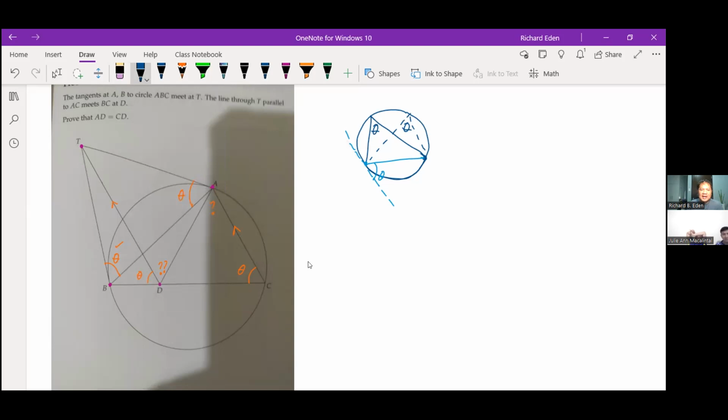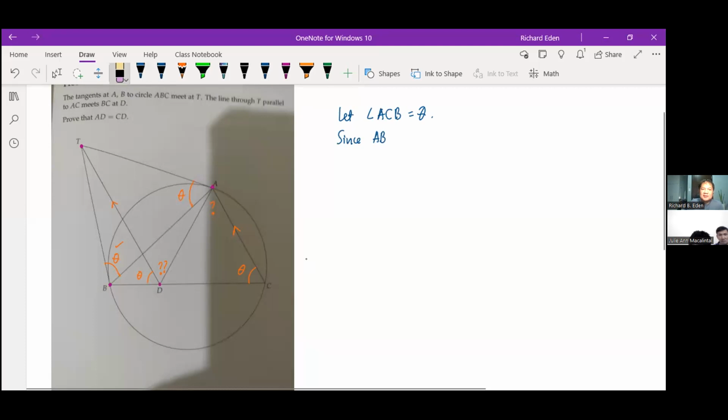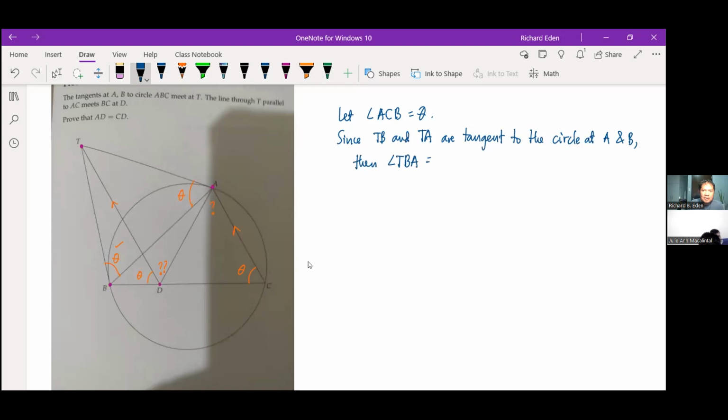Okay, so let angle ACB be theta. Then tangent comes in here: since TB and TA are tangent to the circle at A and B, then angle TBA is equal to angle TAB, also theta.